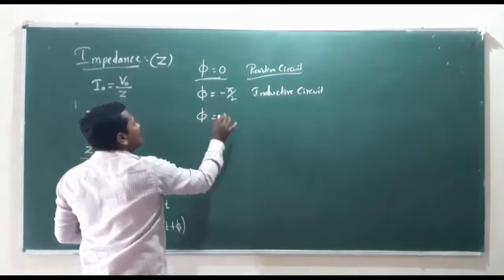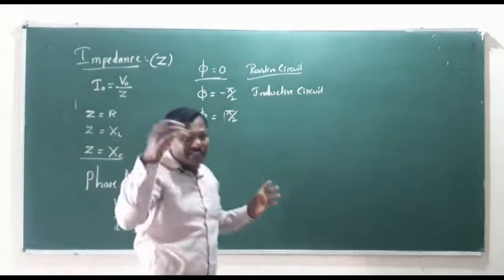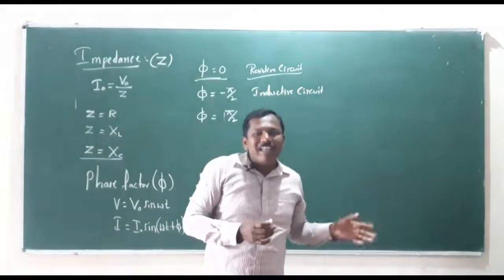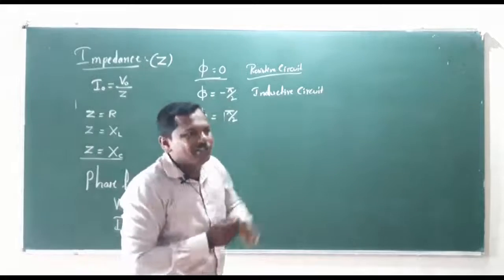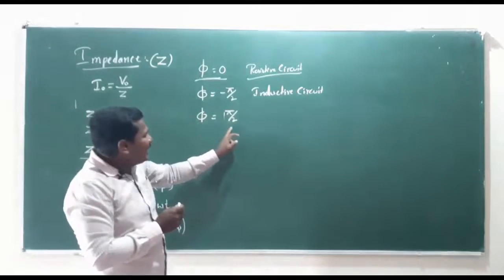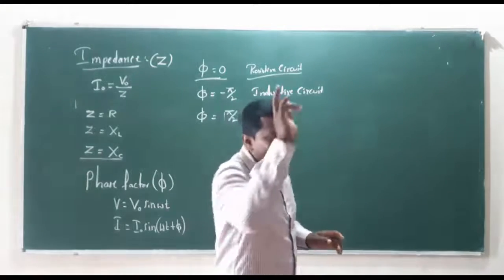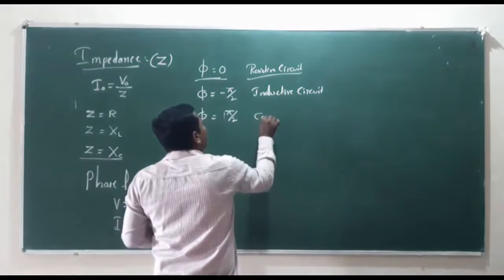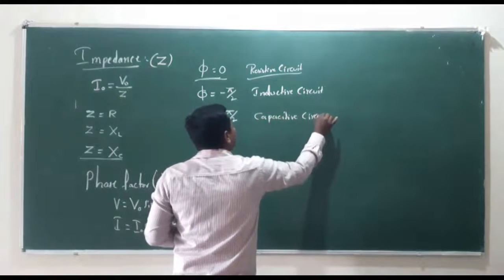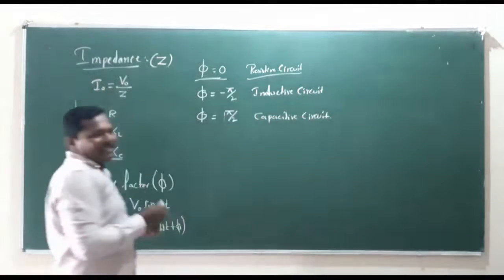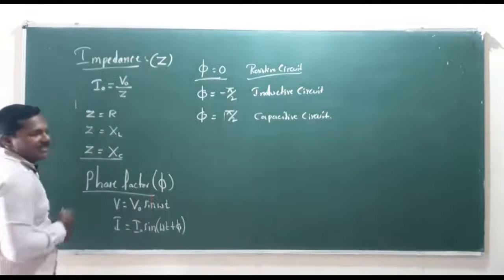Similarly, φ equal to plus π by 2 is for a capacitor. We discussed what happens when an alternating voltage is applied across a capacitor: there the phase difference is π by 2, because the current leads the voltage by π by 2, and it is for a purely capacitive circuit. So this is the introduction to the concepts of impedance and phase factor.